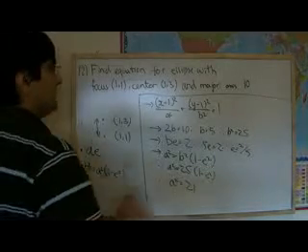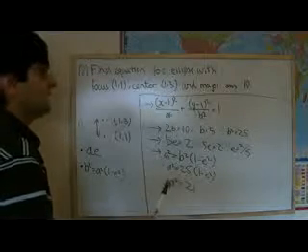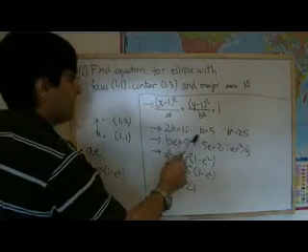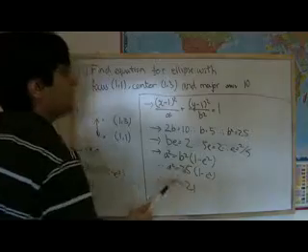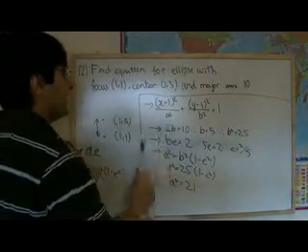Now we are also told the major axis has length 10, and we know that the major axis is the vertical axis in this case. So we can say 2b equals 10, therefore b equals 5, and b squared is equal to 25. So we found b squared. Now all we need to do is find a squared.